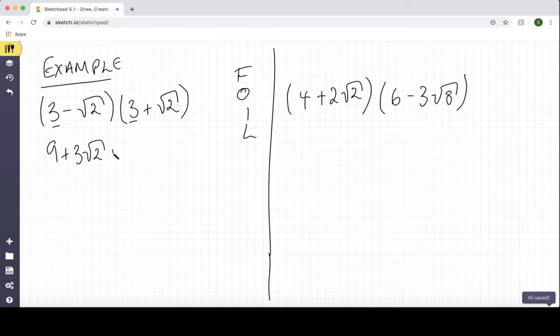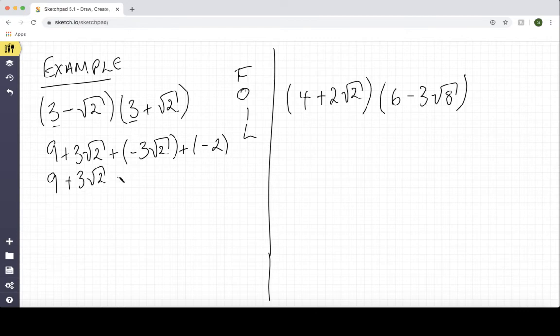Then inner we get plus 3 times minus the square root of 2. Remember the minus here. So we get minus 3 times the square root of 2. And then our lasts, we get minus the square root of 2 times the square root of 2, which is going to be minus 2. Okay, because root 2 times root 2 is 2. But remember, we've got that minus in there, so that's going to be minus 2.